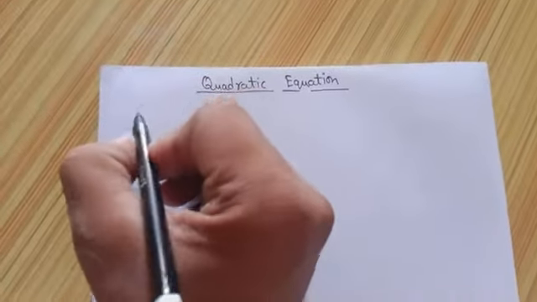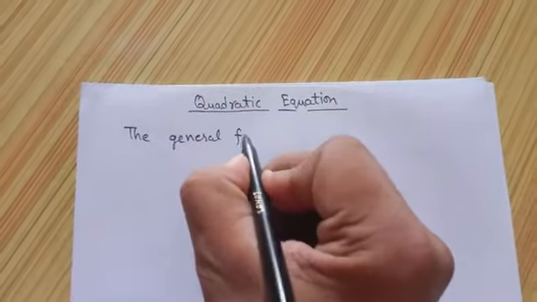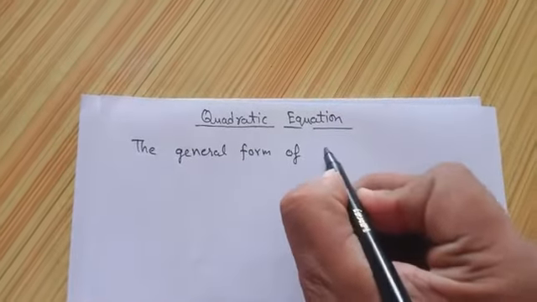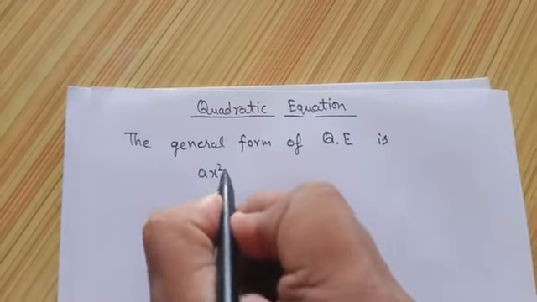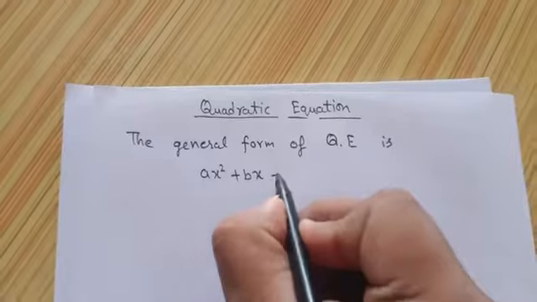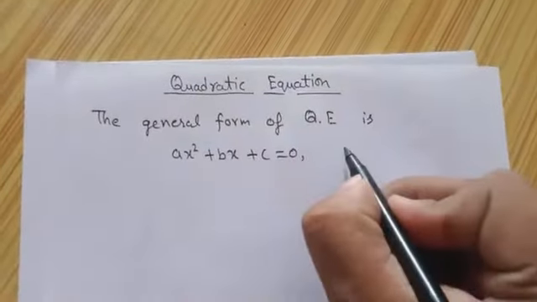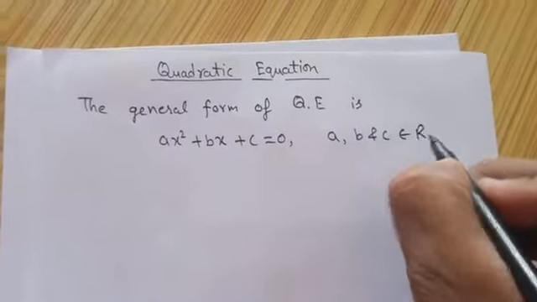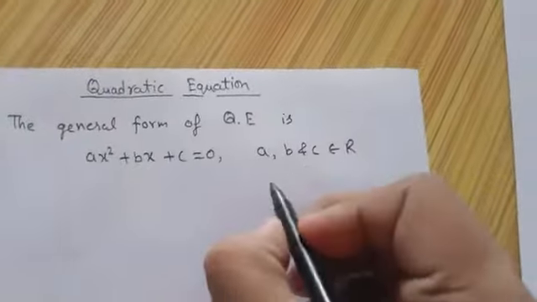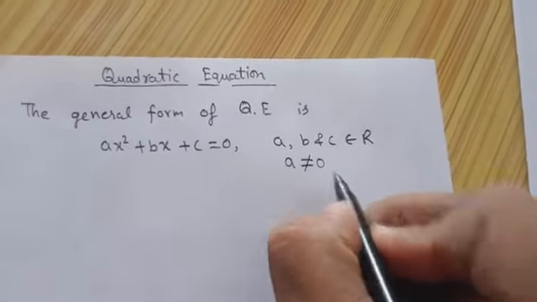The general form of a quadratic equation is ax square plus bx plus c is equal to 0. This equation holds two important conditions. First condition is a, b and c belong to the real numbers, and the second condition is a does not equal 0.